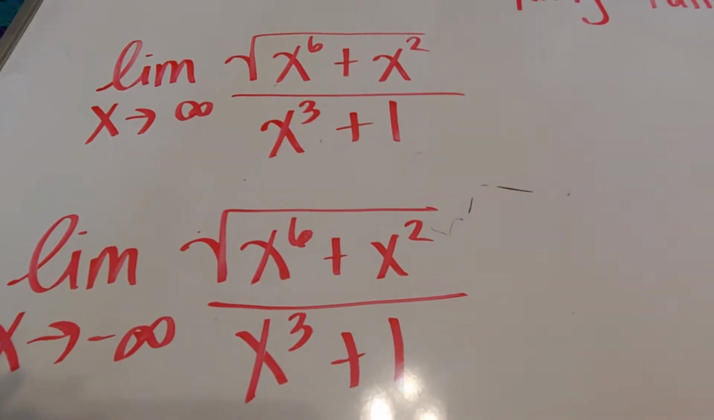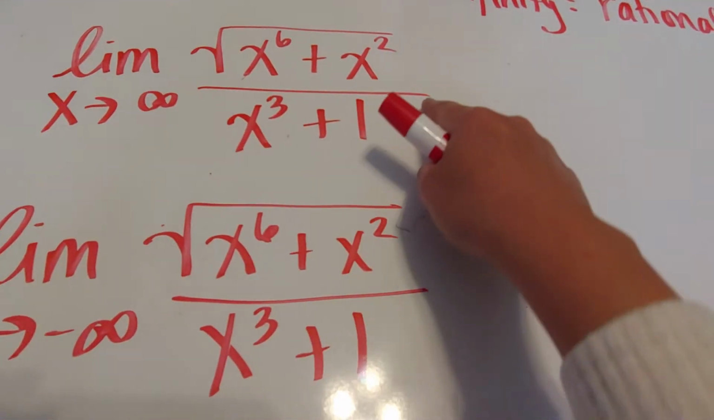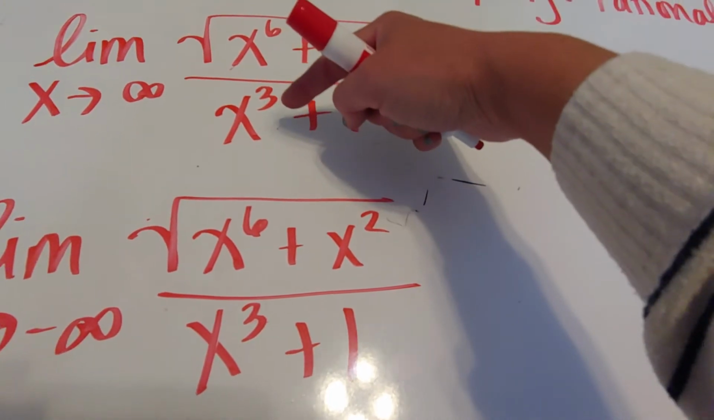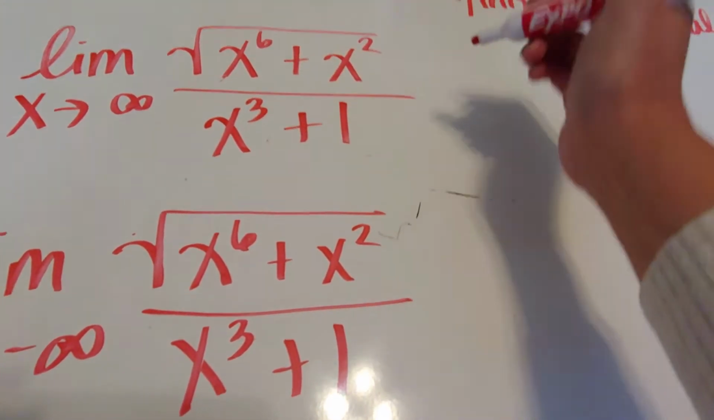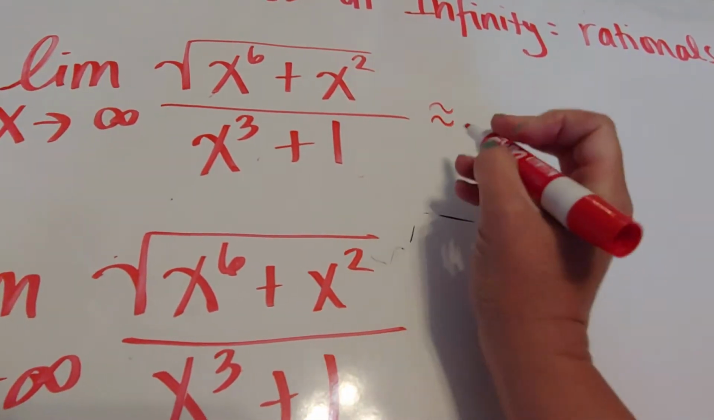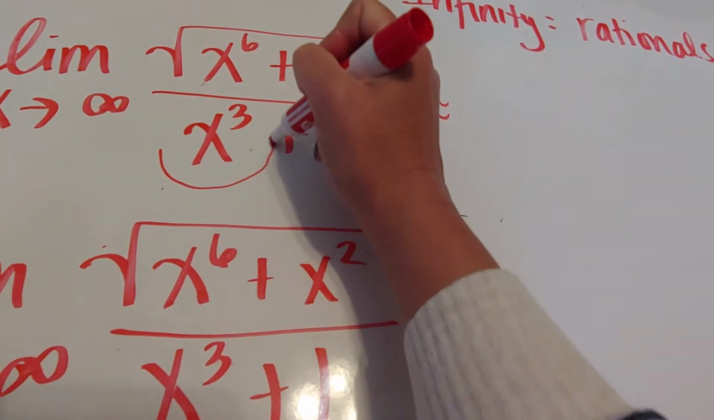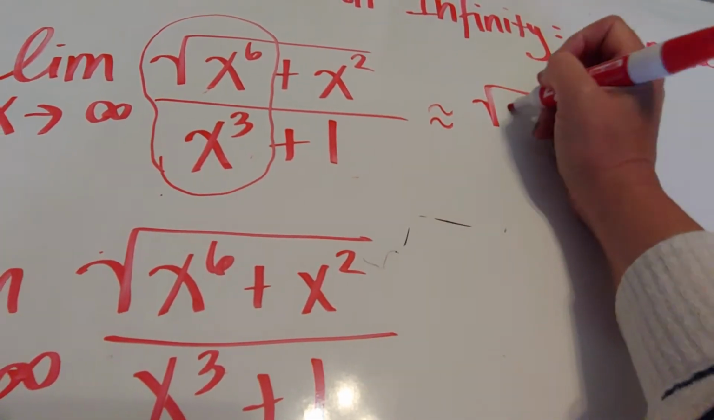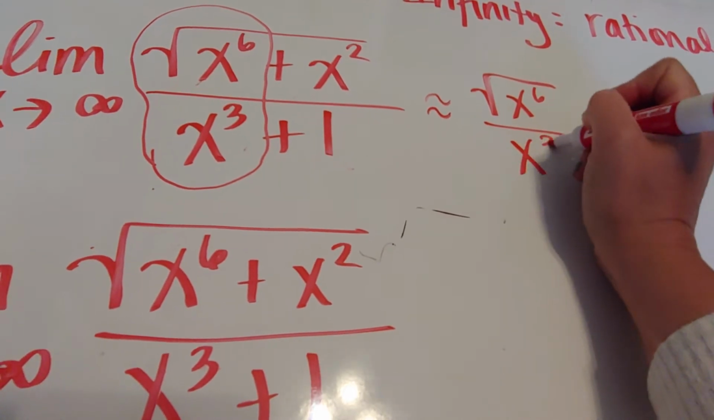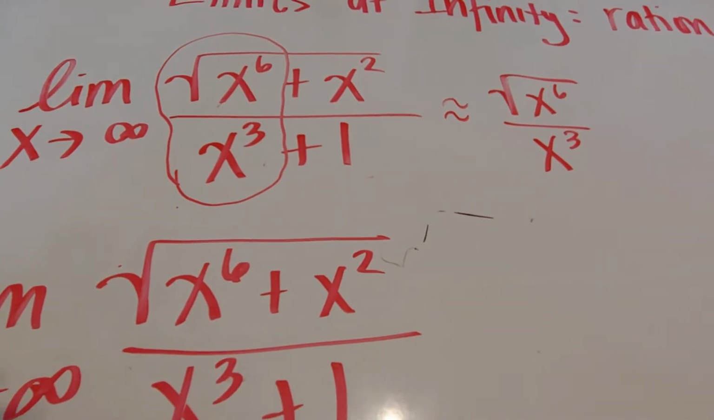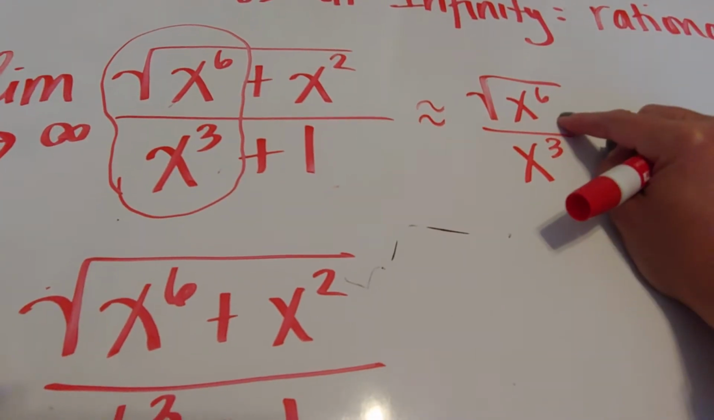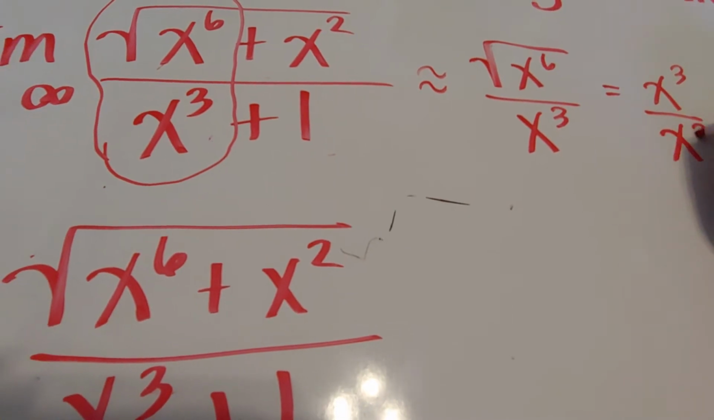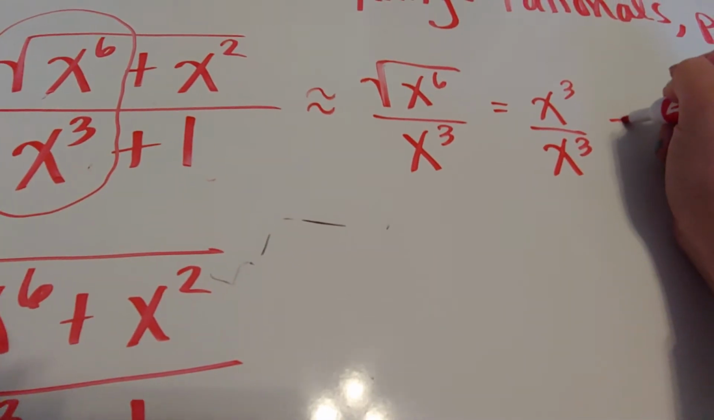As we know, when I'm looking at limits as we go to infinity, and I look at a fraction, I want to know, is one dominating the other, or are they keeping pace? So I'm going to look at the leading coefficients of the top and the bottom. That's going to look like the square root of x to the 6th over x cubed. That's what it's going to act like. Now, the square root of x to the 6th is x cubed. So right now, it appears that this is just going to act like 1.